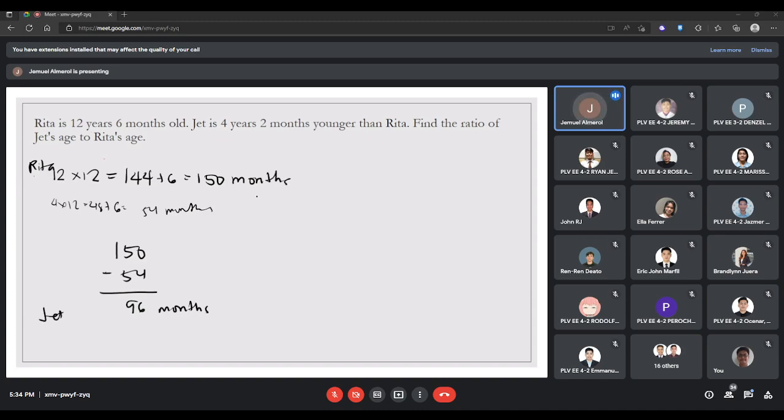So what is the ratio of Jet's age to Rita's age? The ratio would be equal to 96 divided by 150. What is 96 over 150? Please calculate it. Divide by 2, 48 over 75. Still divisible by 3, so divide by 6 overall, 16 over 25. Is 16 over 25 correct?